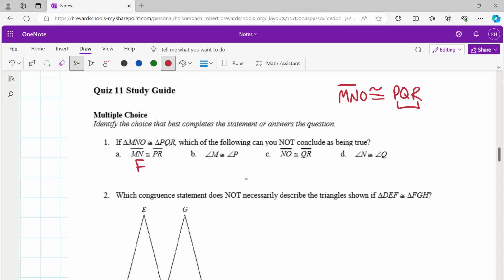That's false. Okay? But if we look at M is congruent to P, M is first, P is first. So that's true. NO congruent to QR. NO is second and third, QR is second and third. That's true. N is congruent to Q. N and Q are both in the middle of their descriptions, so that's true. All right, so the statement that's not true is A.